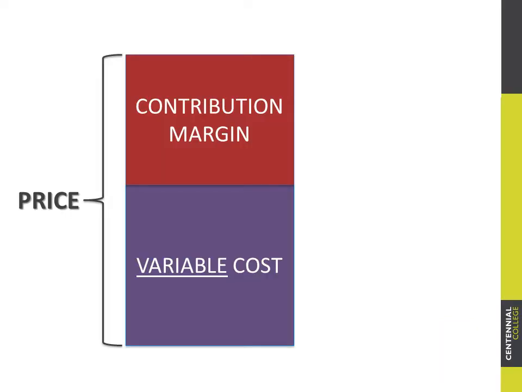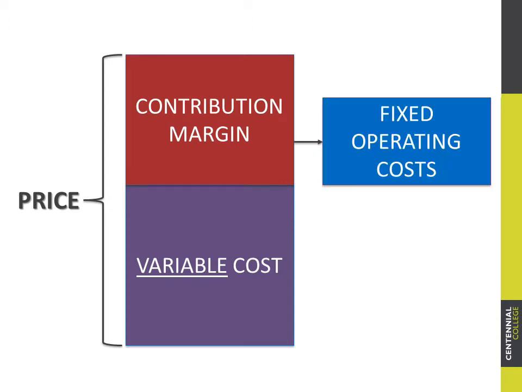In the previous video, we learned that the price a customer pays for a product consists of variable cost per product and a contribution margin the business adds on top. We also learned that the business uses the contribution margin to cover its fixed operating costs, like rent, utilities, and salaries, and possibly make a profit.